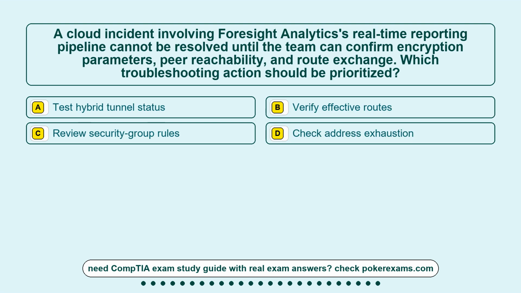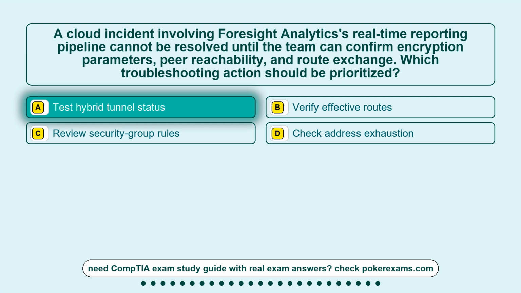Question 23. A cloud incident involving Foresight Analytics' real-time reporting pipeline cannot be resolved until the team can confirm encryption parameters, peer reachability, and root exchange. Which troubleshooting action should be prioritized? Option A, test hybrid tunnel status. Option B, verify effective routes. Option C, review security-group rules. Option D, check address exhaustion. The correct answer is option A, test hybrid tunnel status.